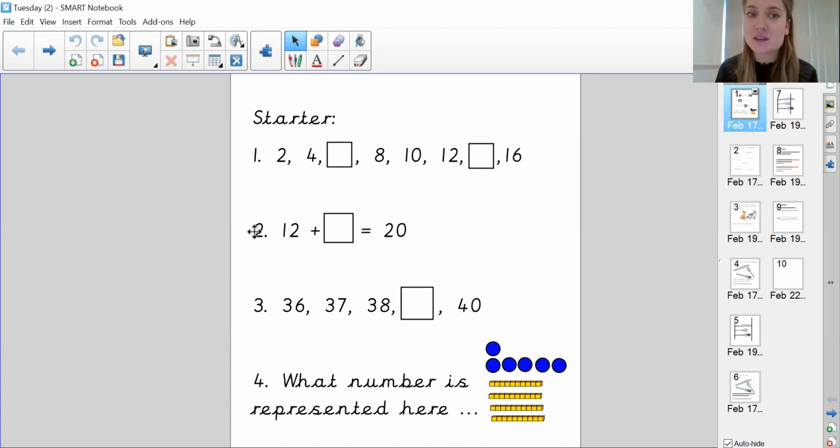Then here we've got number 2. Our question is 12 add blank equals 20. See if you can use your knowledge of those number bonds to fill that in. And then here we've got a bit of a pattern. See if you can fill that one in.